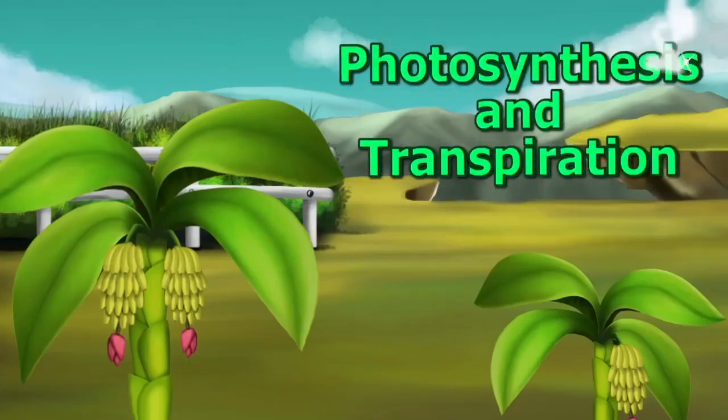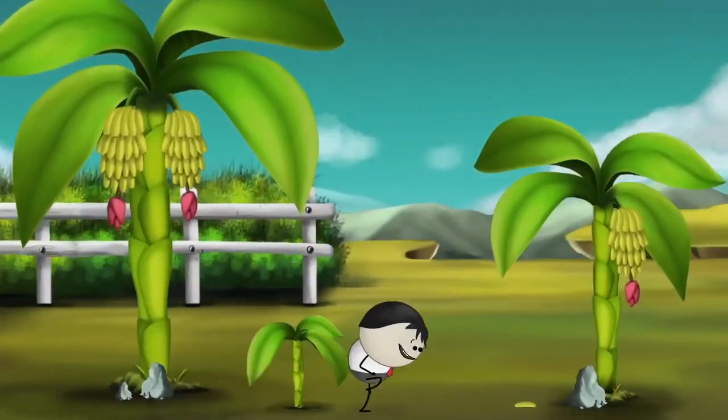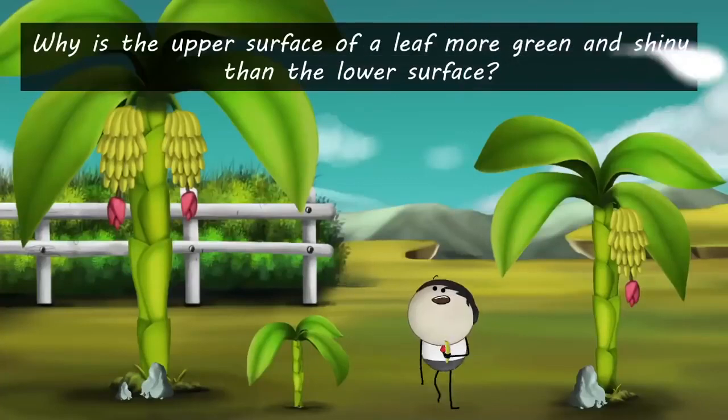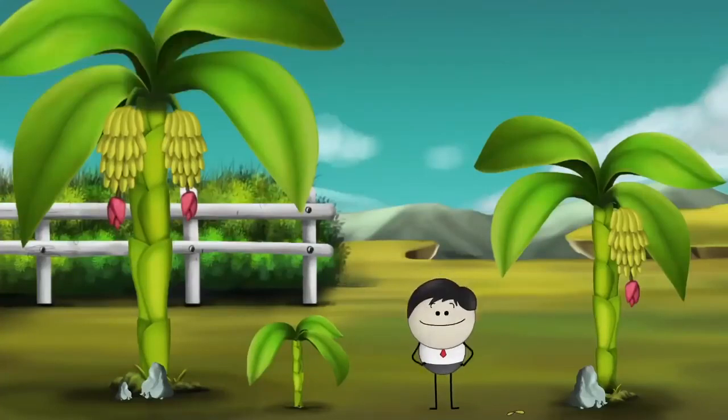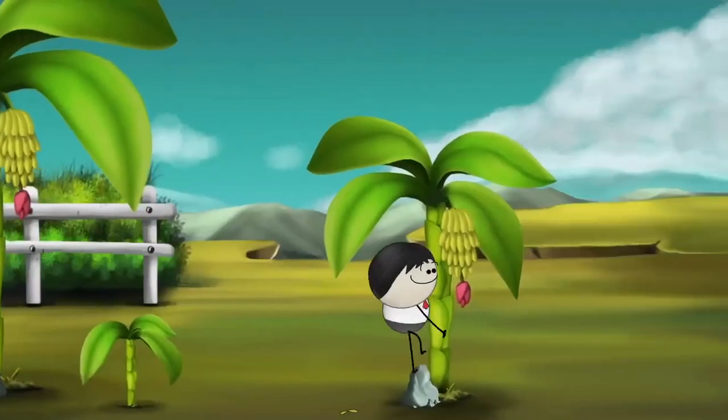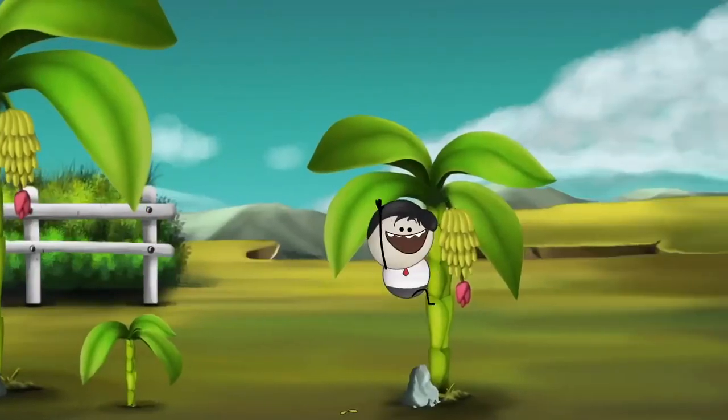Topic: photosynthesis and transpiration. Why is the upper surface of a leaf more green and shiny than the lower surface? Yes, it is. You don't believe me? Why don't you check it?